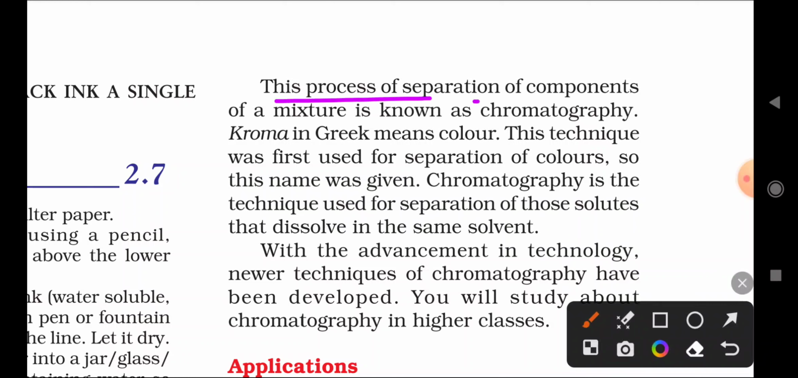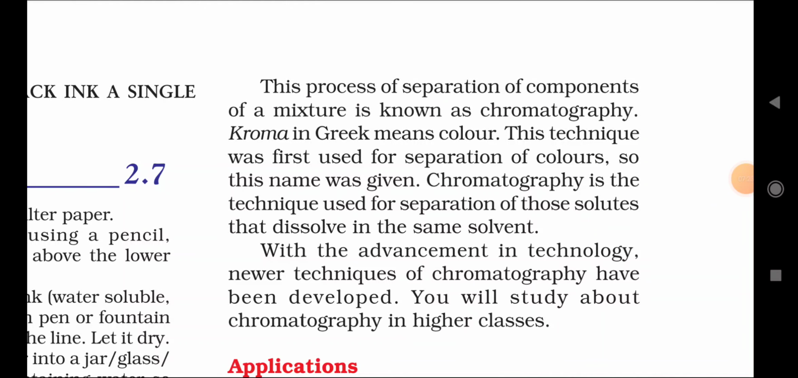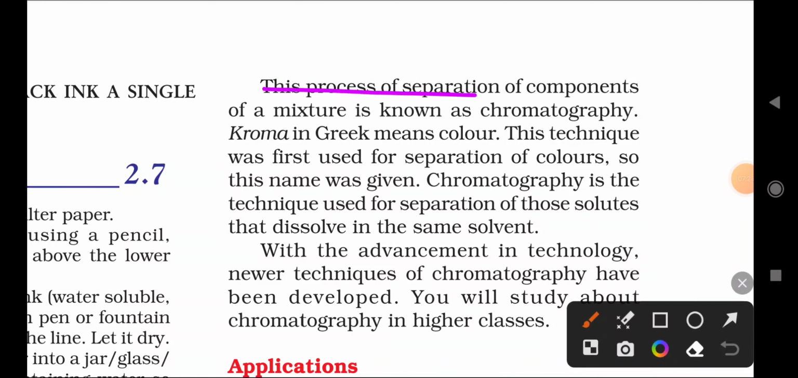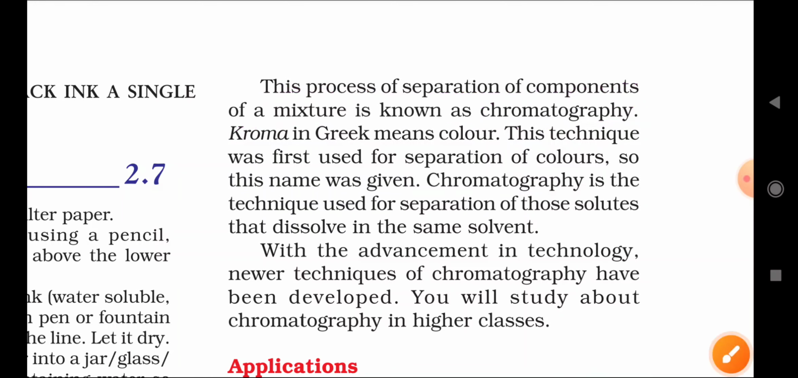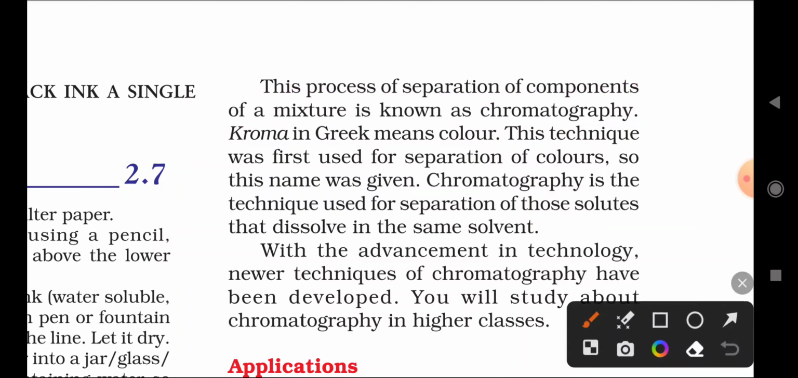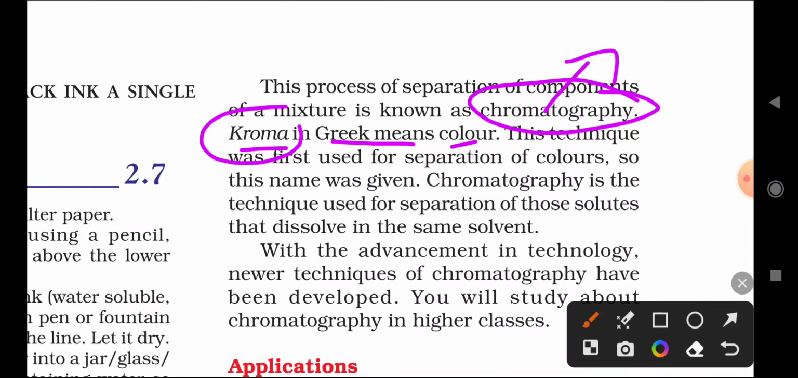This process of separation of components in a mixture is known as, as already said, chromatography. So the separation of color from a dye is called chromatography, right? Here chroma in Greek means color. The word chromatography is taken from the Greek word chroma, which means color. This technique was first used for the separation of colors.